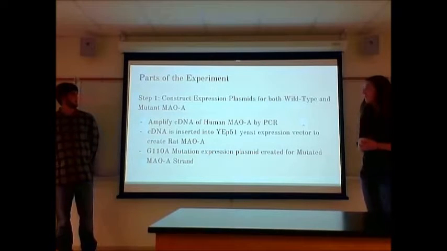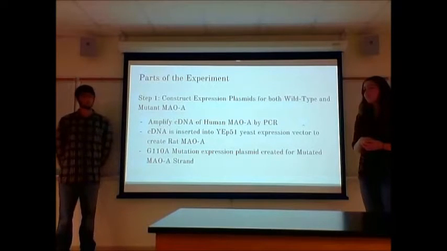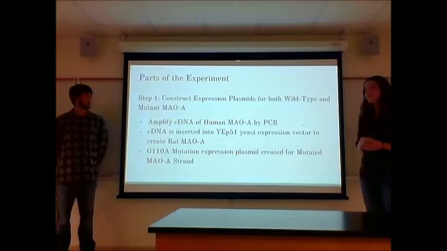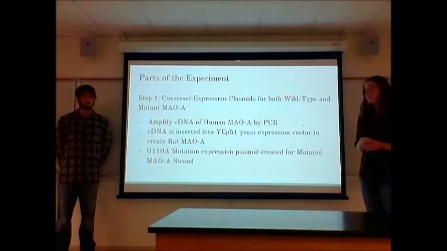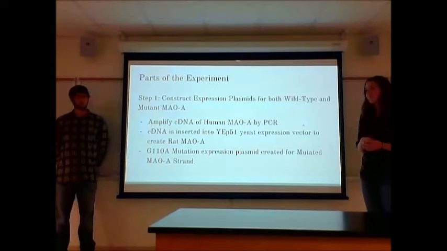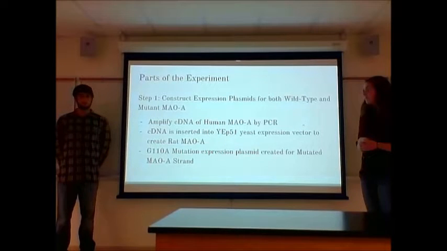So the first step was to construct expression plasmids for both the wild type and mutant MAOA. They began by taking the cDNA of human MAOA and amplifying it by PCR, which is the traditional method. To create the rat MAOA, they took the cDNA and inserted it into a yeast expression vector known as YEP51.